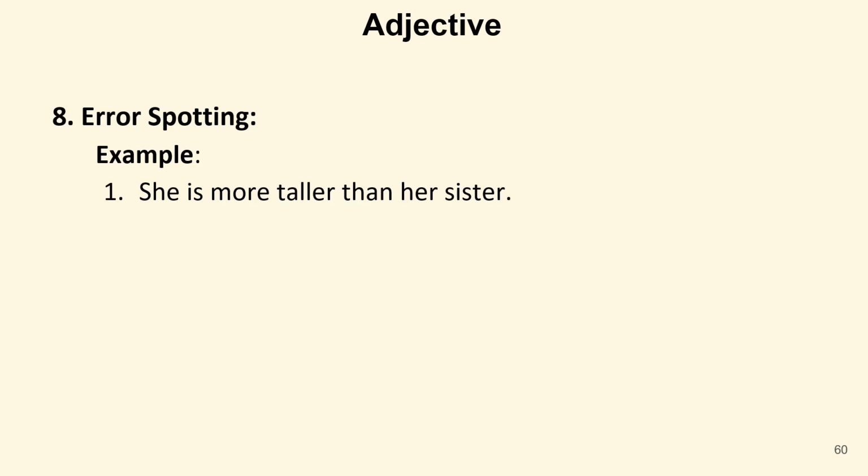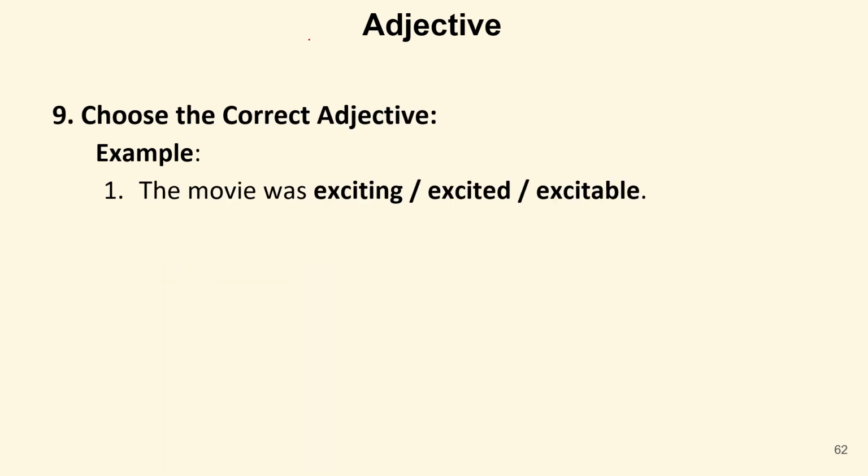Now we can also face error spotting. For example, she is more taller than her sister. Now we know we cannot use double comparatives. So more is removed. The correct sentence will be she is taller than her sister. More taller is an error. We should not use the word more. Now choose the correct adjective. The movie was, now how was the movie? Was it exciting, excited, or excitable? Excited is used for a person that he is very excited. But the movie was exciting. So it should be exciting over here.